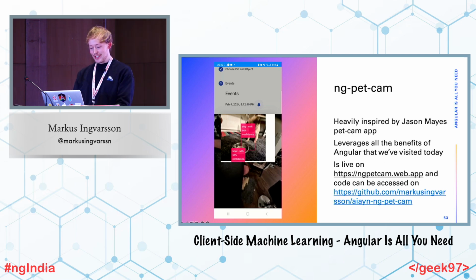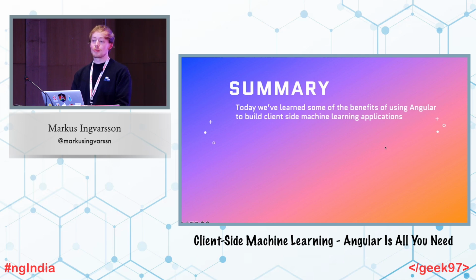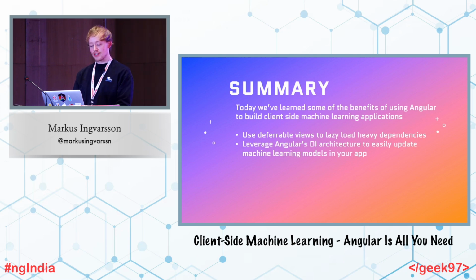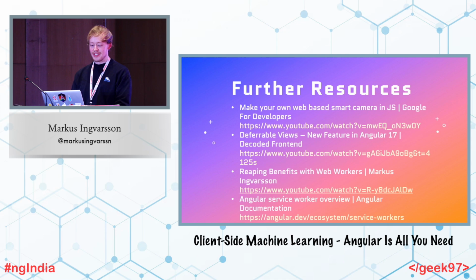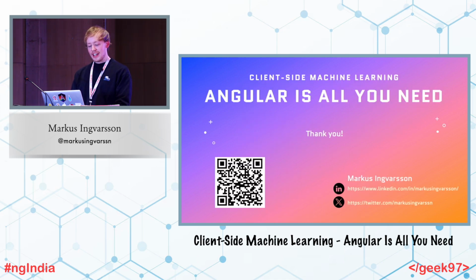Okay, so summary. Today we learned some of the benefits of using Angular to build client-side machine learning using these different approaches. Use deferrable views to lazy load heavy dependencies. Leverage Angular's DI architecture to easily update machine learning models in your app. Use web workers to make your app run smoothly, and use RxJS to deal with asynchronous event streams. And finally, leverage Angular's native support for building PWAs. Here are some further resources. And here's a QR of the code if you want to dig into it more.